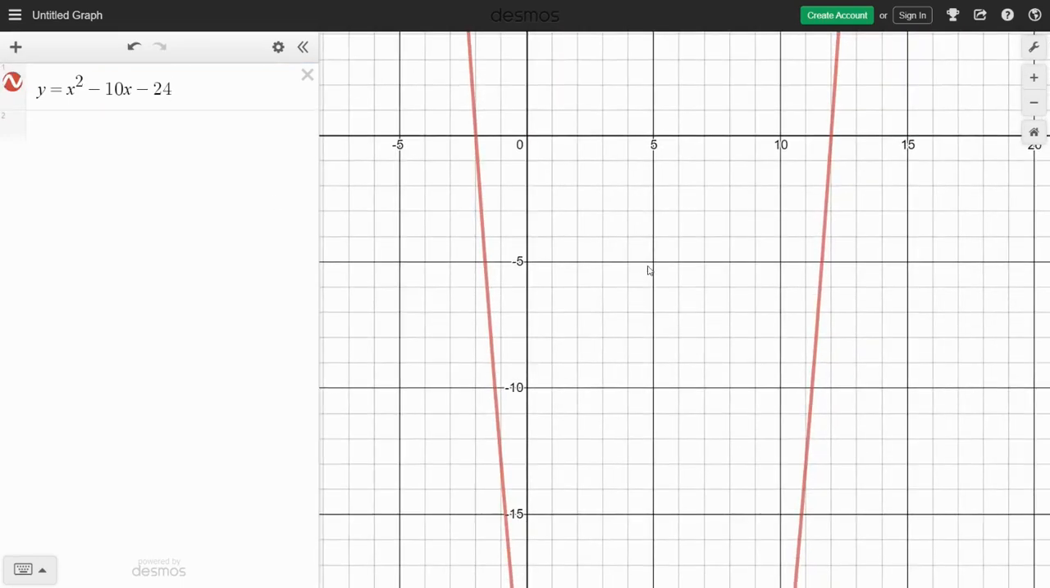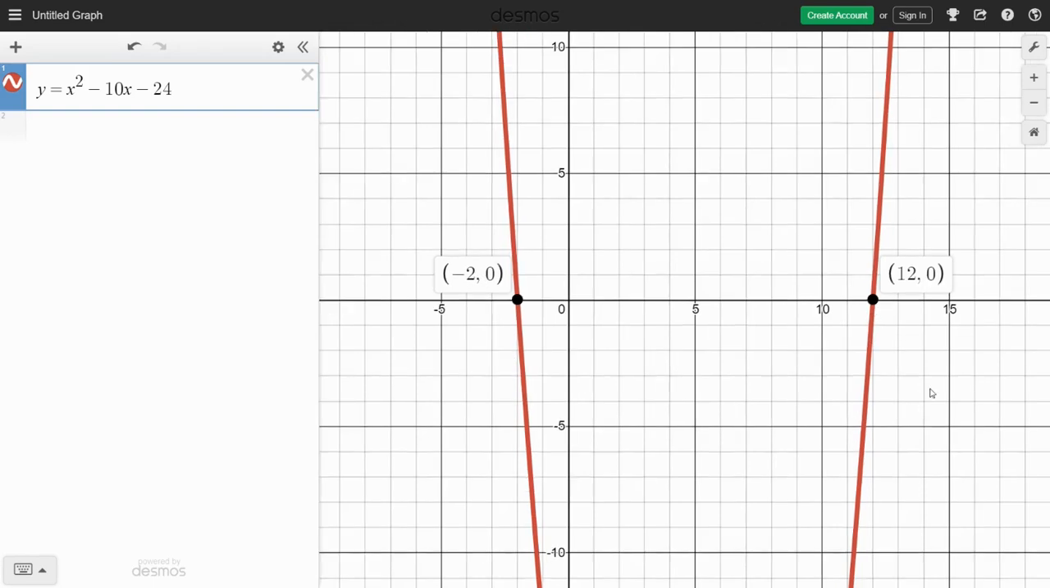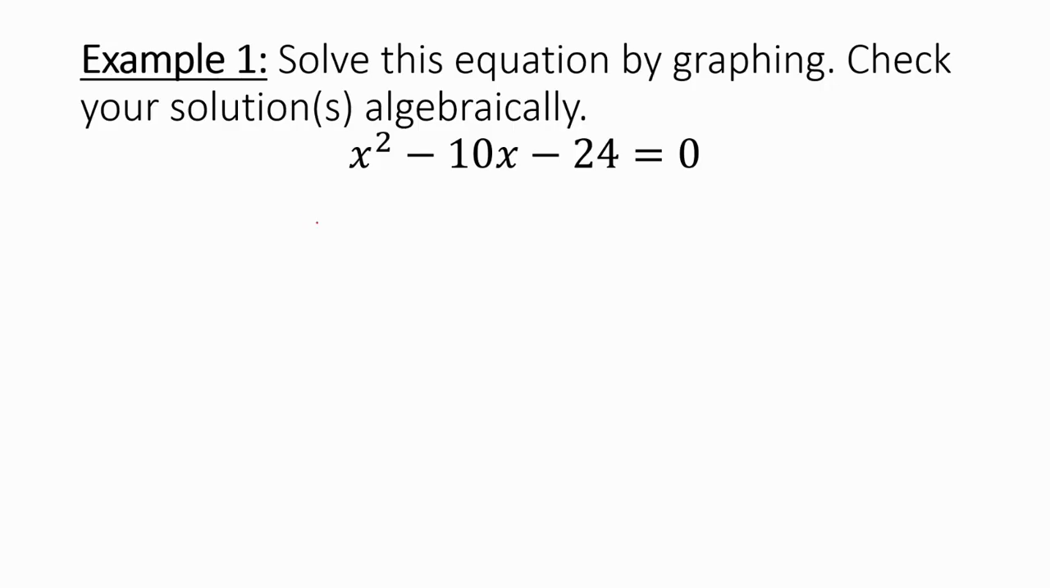Well, step 3 said your x-intercepts are your solutions. So I have 2 x-intercepts here. I have 1 here, and I have 1 here. And if you can't see exactly what they are, remember, click on them and Desmos will tell you. So they're (-2, 0) and (12, 0). So the x's are -2 and 12. That means that x equals -2 and x equals 12.